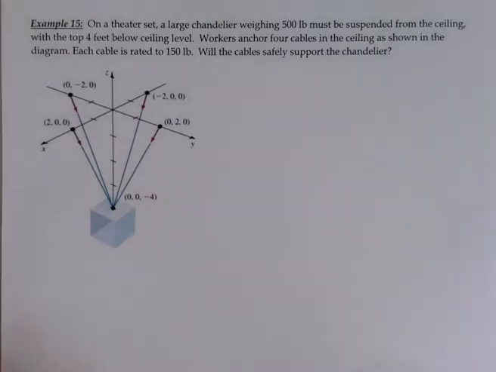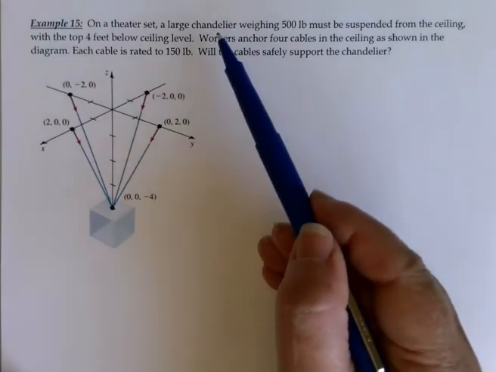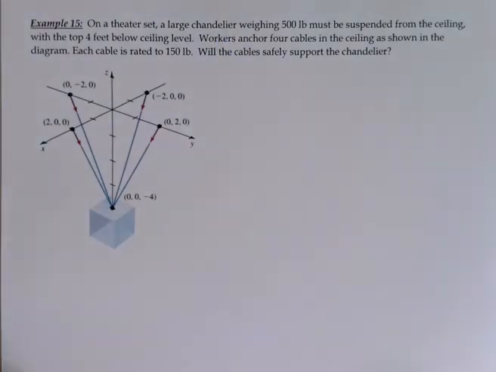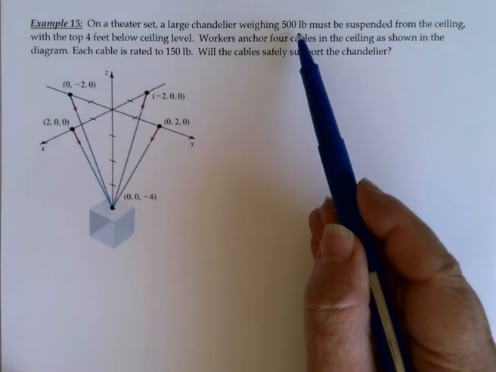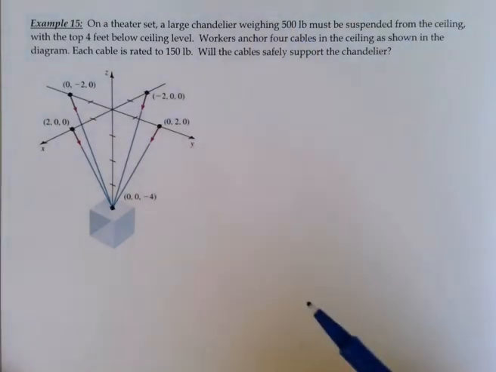All right, so I like to call this one the Phantom of the Opera problem. If you've ever seen that show, you know that it starts with a large chandelier almost falling on the audience. And we're going to look at a theater set with a large chandelier weighing 500 pounds. And it's got to be suspended from the ceiling with the top 4 feet below ceiling level.